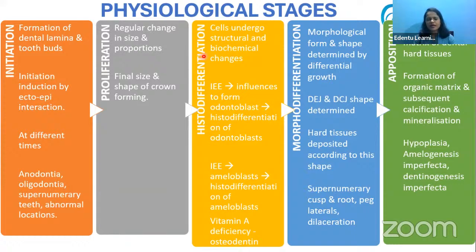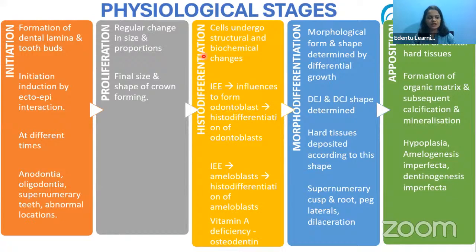Now, in case of any defect in the histodifferentiation stage, like vitamin A deficiency, the dentine that is formed will not be a normal dentine. It will be a defective dentine. Such dentine is called osteodentine. Remember the name. It is mainly caused due to histodifferentiation defects. Now next is morphodifferentiation.